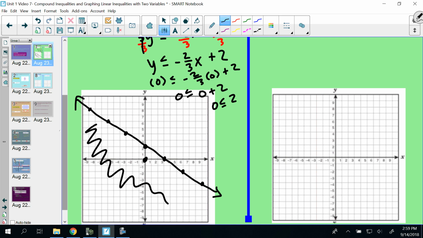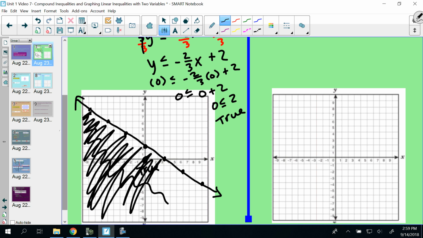Is that statement true or false? Well, 0 is less than 2. That's a true statement. That means our 0, 0 point is true. We always shade on the side that makes the inequality true, because that's showing the points. So we were correct. Everything under this line should get shaded in. You always shade the true side, not the false side. Every point you would try on this side would make the inequality false. We don't want to graph on the false side.